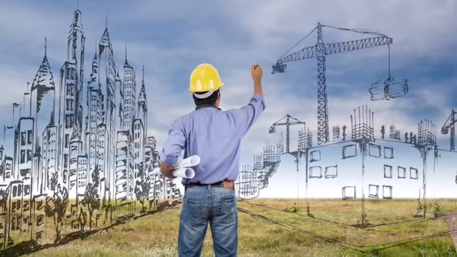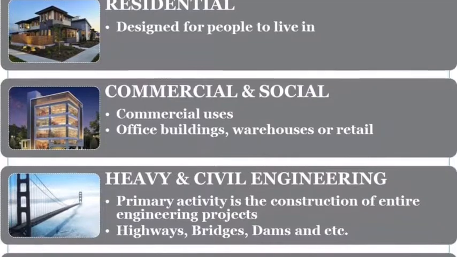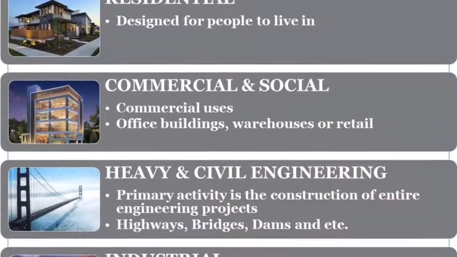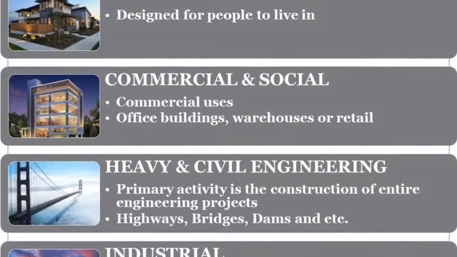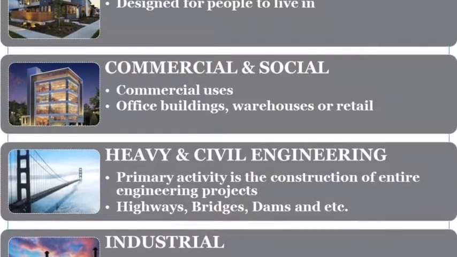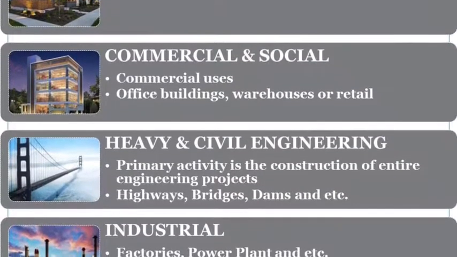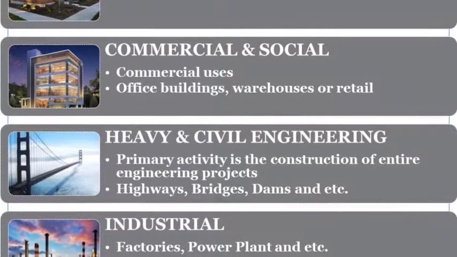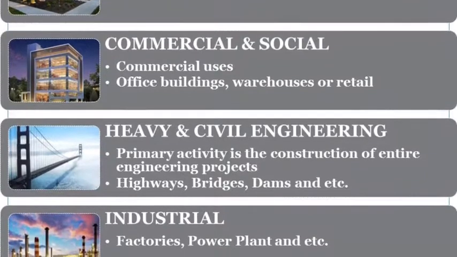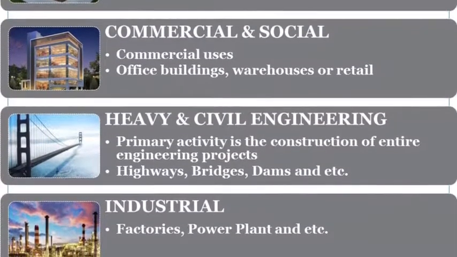Now, let's go into the types of construction. There are 4 types of construction. Residential, designed for accommodation. Commercial and social, focus on commercial uses such as retail shops, while social revolves around entertainment and socializing. Heavy and civil engineering, these are sometimes known as special projects due to the nature and the function of the project. Examples of such projects are highways, bridges, dams, and etc. Industrial, usually this relates to factories and power plants.